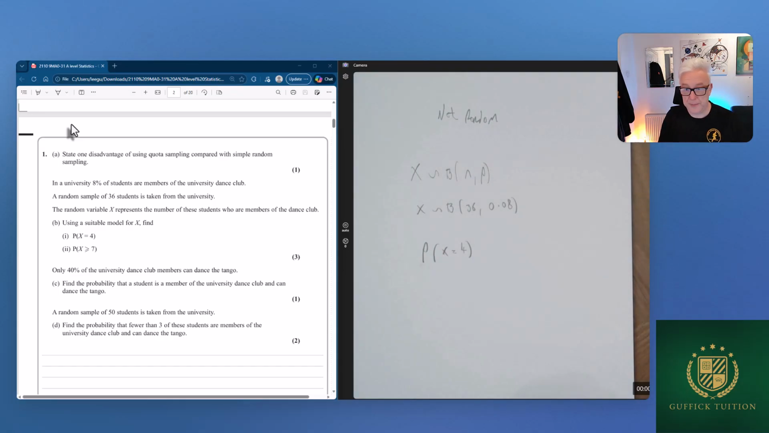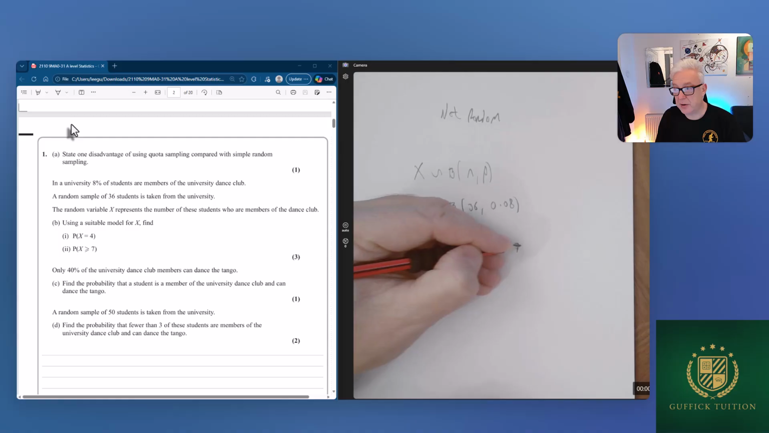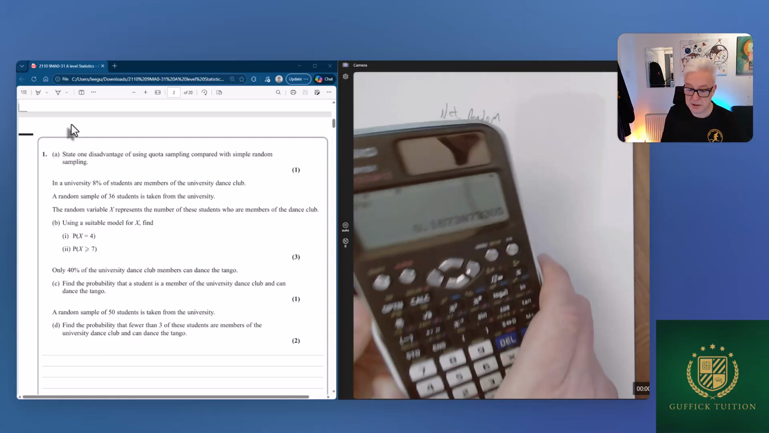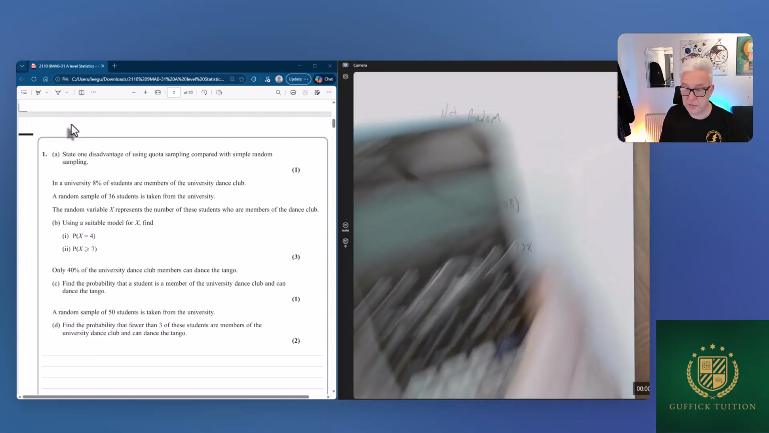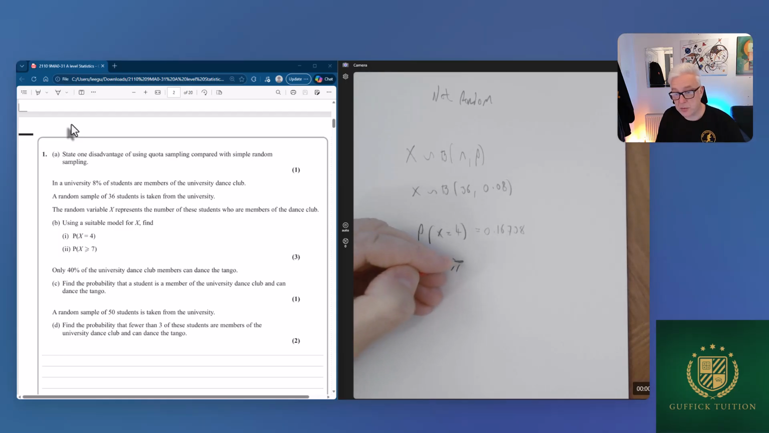0.167. Okay, so let's just write that down. 0.16738. There we go, 0.16738. Okay, that's fine. Now that's part 1. Next one is work out the probability that x is greater than or equal to 7.